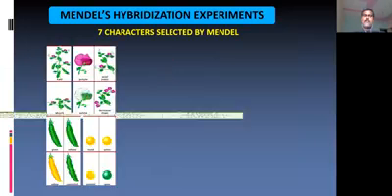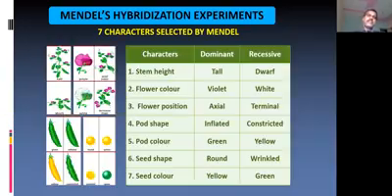And next are the 7 characters that he has selected. The 7 characters that Mendel selected are as follows. In the pea plant, when he was doing the experiment, these are some of the characters whose results he observed.